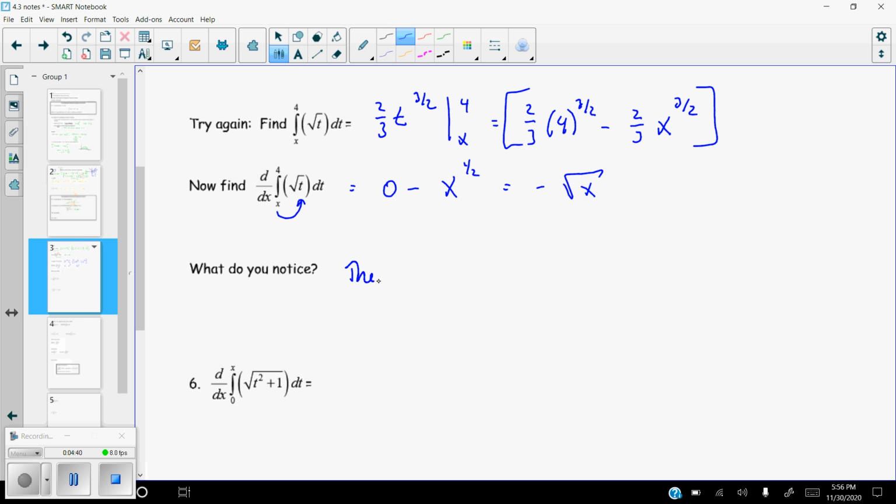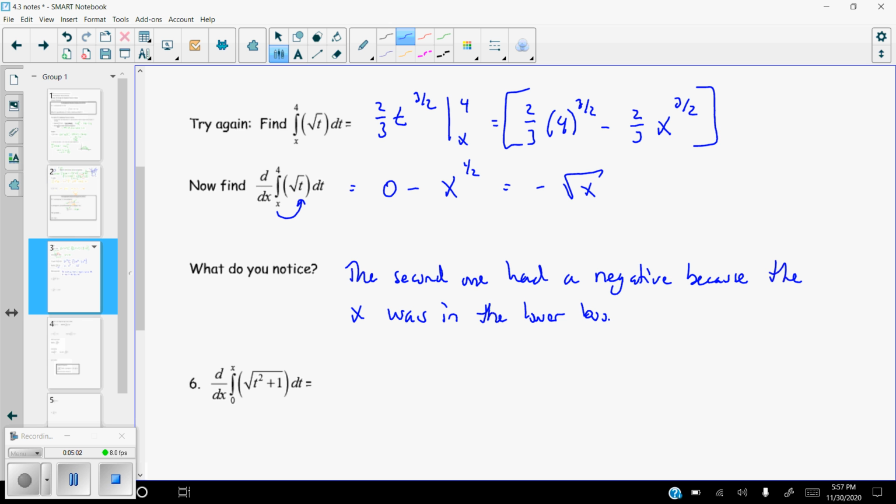So the second one had a, let's not put a minus sign, let's actually just write it, a negative, because the x was in the lower bound. Otherwise, you're still just plugging in x.